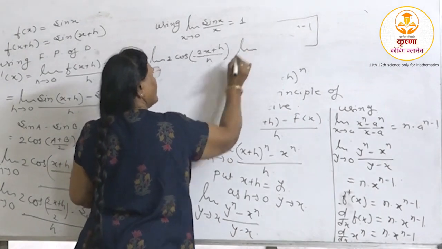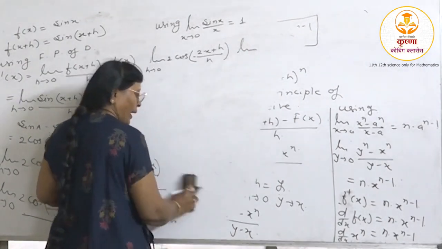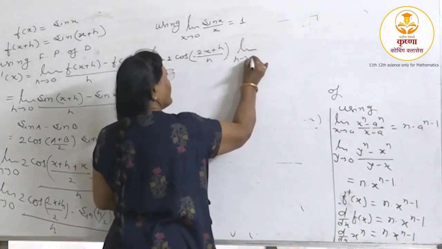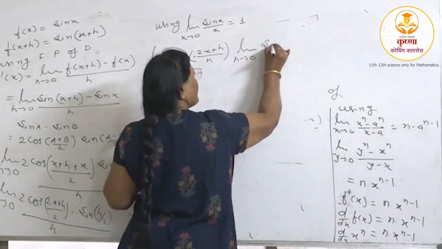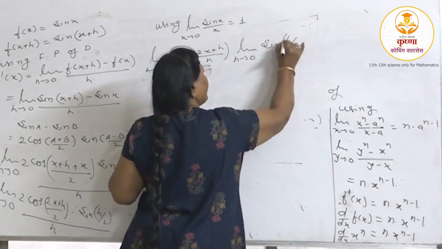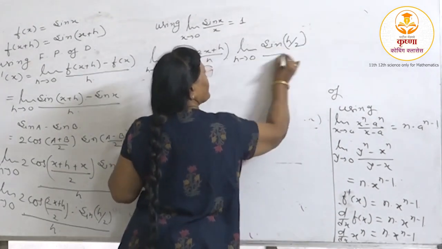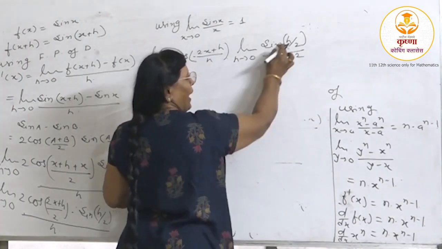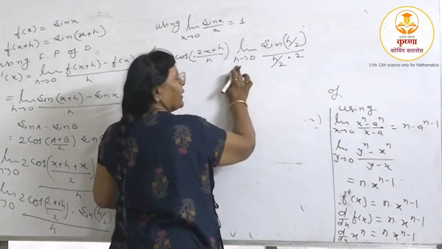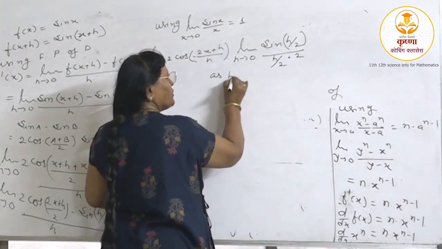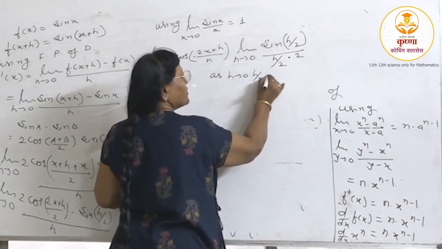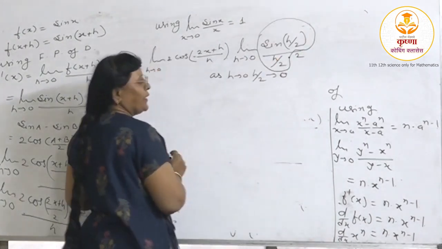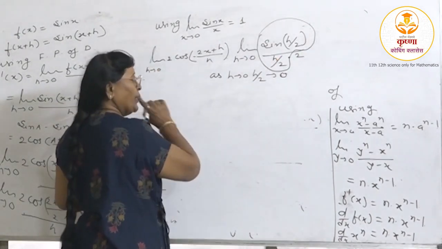To find out the limit of a sine function, we have to adjust the angle. The angle should be repeated in the denominator as h tends to 0. What is the angle here? It is sin h by 2. And in the denominator, there is a term of h, so you can write it as h by 2 into 2. Here the angle is repeated in the denominator, and as h tends to 0, h by 2 also approaches 0. Therefore, the limit of sin h by 2 divided by h by 2 is equal to 1.